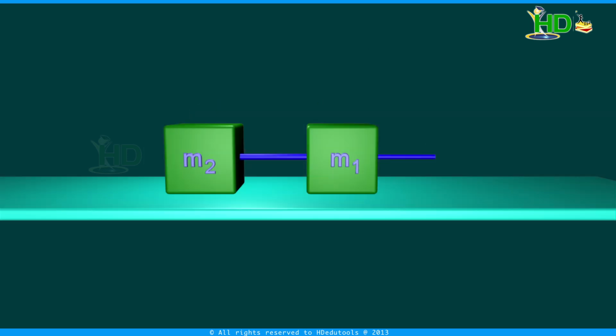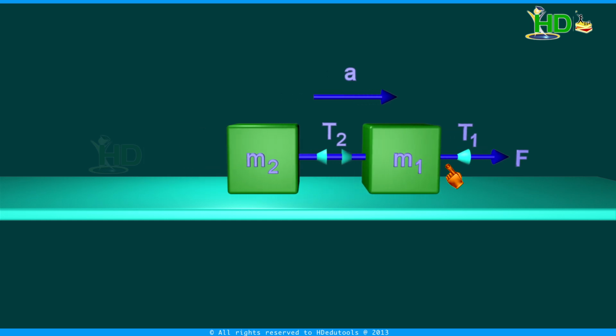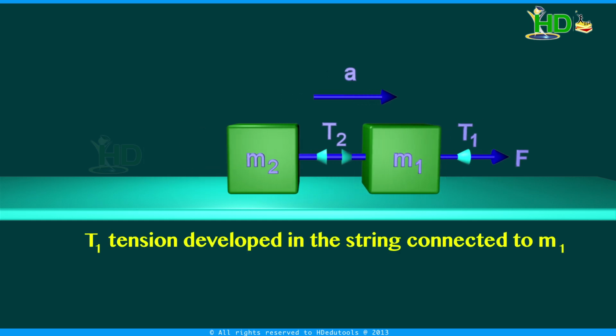Now we take another problem. Two masses m1 and m2 are connected with a massless string and a horizontal force F is applied through the string connected to m1. In this case, we consider when force F is applied at this end, the system is moving with acceleration a. In this part of the string, a tension T1 is developed, and in this part, the tension T2 is developed along this direction, and the resultant force acting on m2 is along this direction.